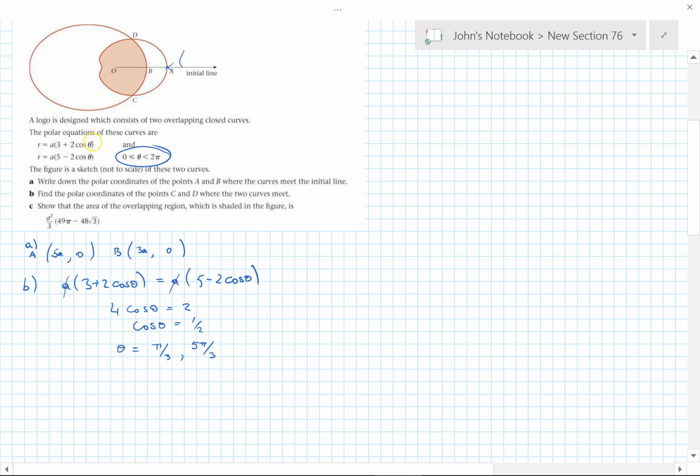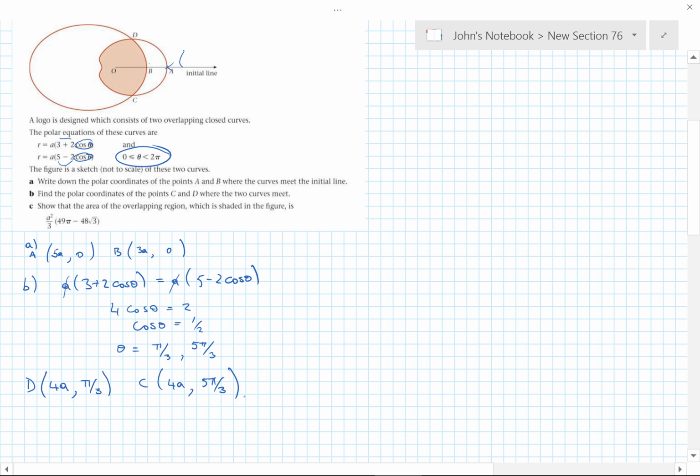Note, we've got cos theta equals a half. So if we put a half back into here or here, that's going to give us our 2 coordinates. So for D it's going to give us 4a, isn't it? Because it's going to add 3 to 1 and take 3 add 1, which is 4, and 5 take away 1, which is also 4, which shouldn't be a surprise because we would expect the same value of a here. So that's (4a, pi by 3) for D, and C is (4a, 5 pi by 3).